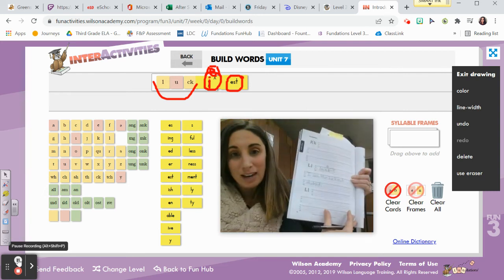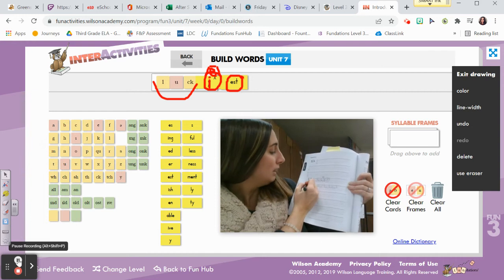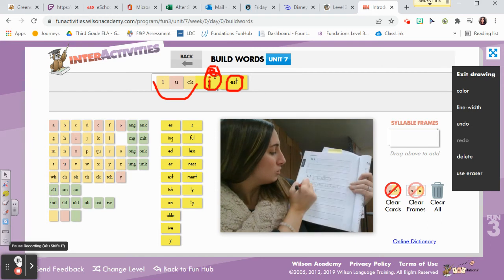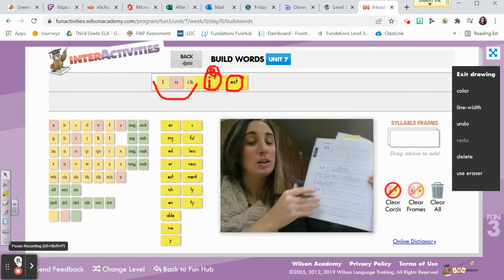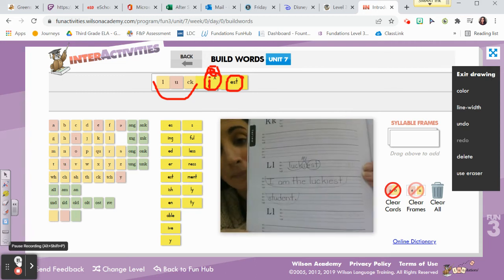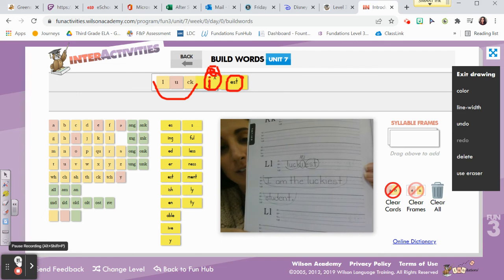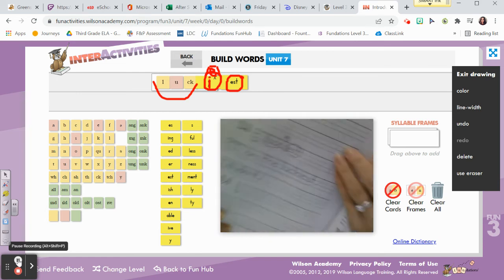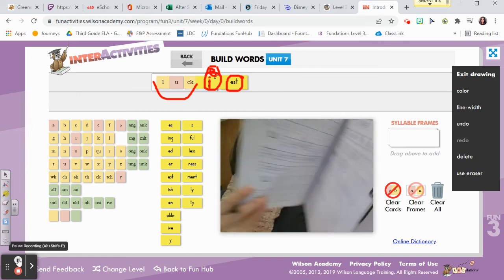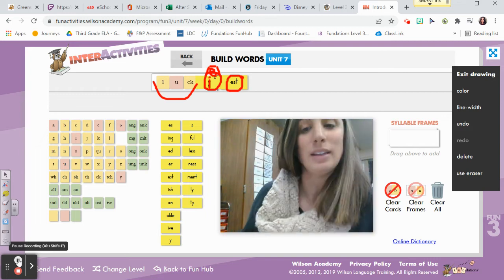Both times I said that out loud, I did, I am the luckiest student. You could also do, I am the luckiest student. That's another common one. A couple different ways to do that one. All right, when you're finished with the word of the day, go ahead and you can put your notebook away for the day. We will not need that anymore.